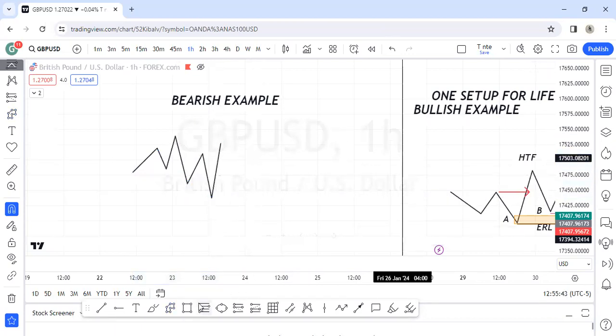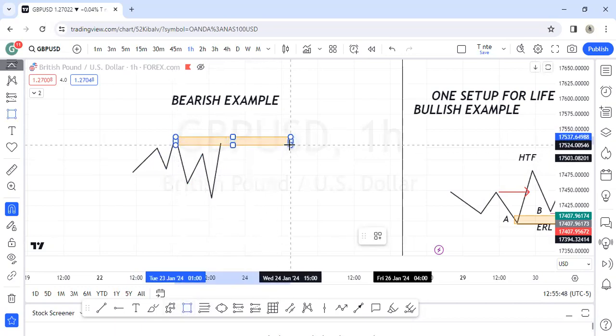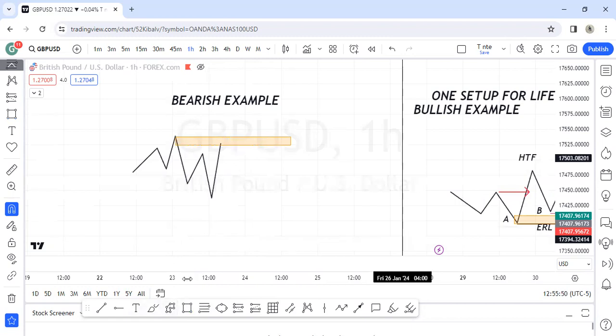So now this becomes your entry, right? This unmitigated portion here. So you now have that. So it's still the same thing. Remember the same thing that we did here.